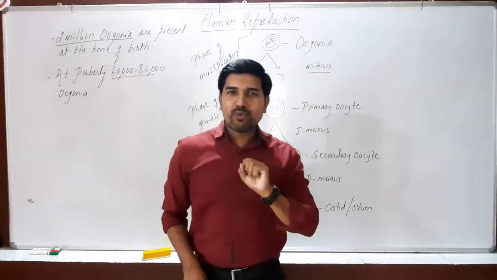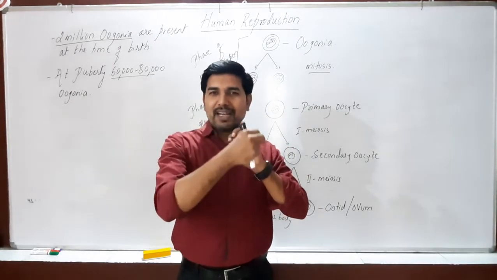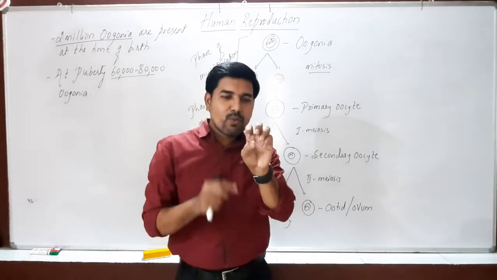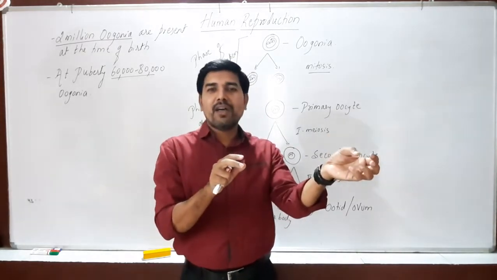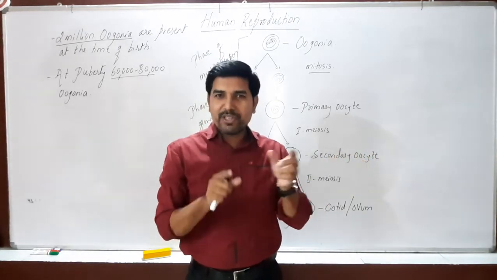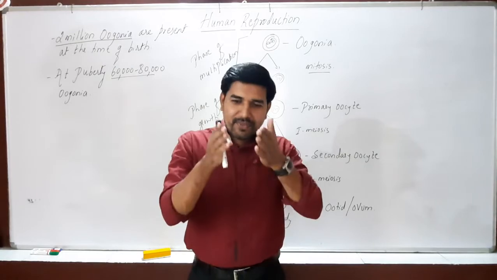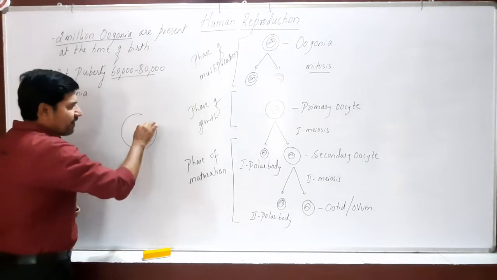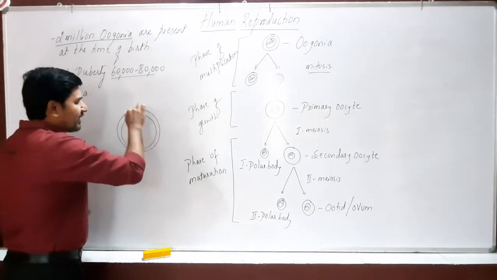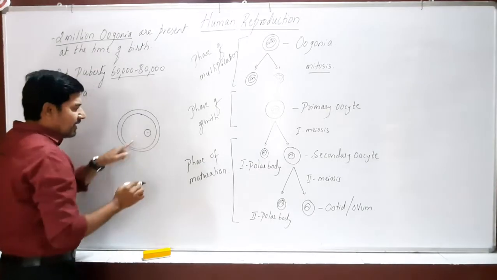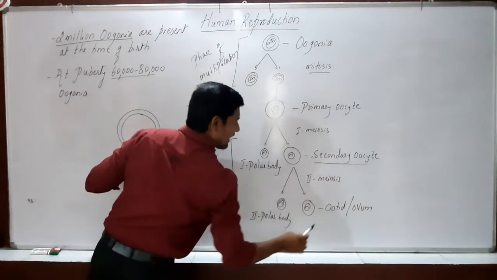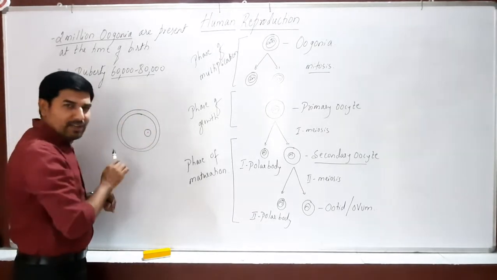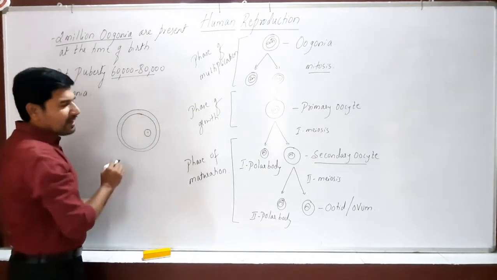Now this secondary oocyte develops certain follicular cells over its sides, in its surroundings, and then this one gets released from the larger follicle in the ovary, which is called the Graafian follicle. Suppose we take this as the Graafian follicle. Inside the Graafian follicle there is the secondary oocyte, which is surrounded by follicular cells, and this is the Graafian follicle.